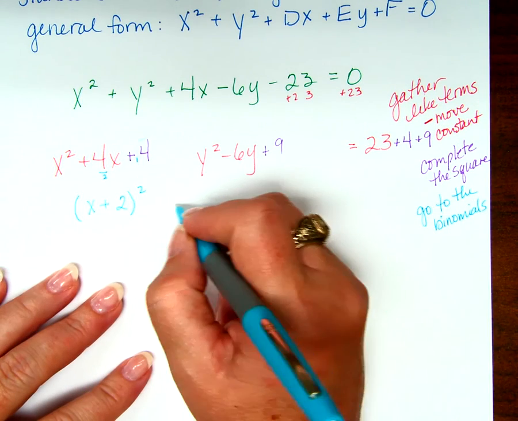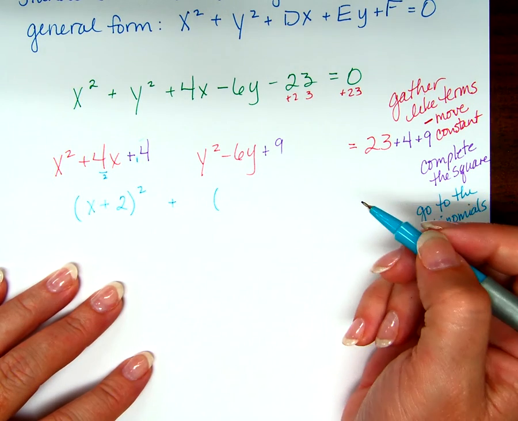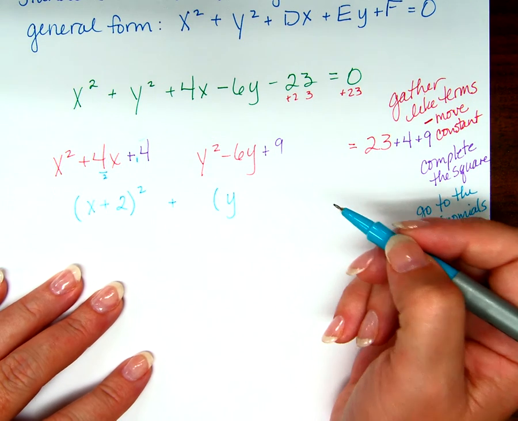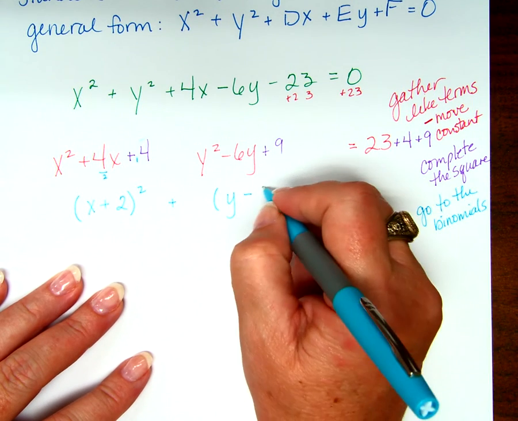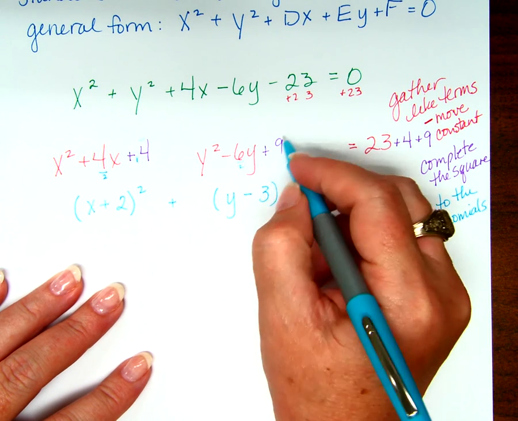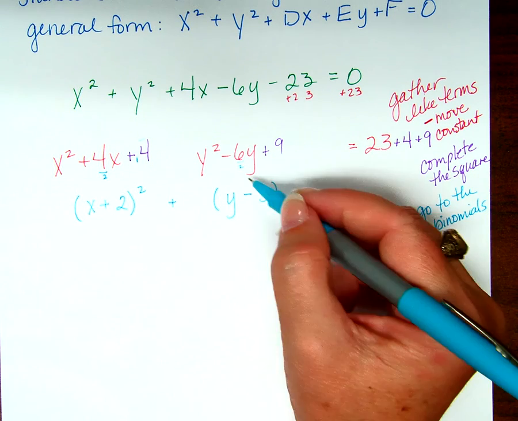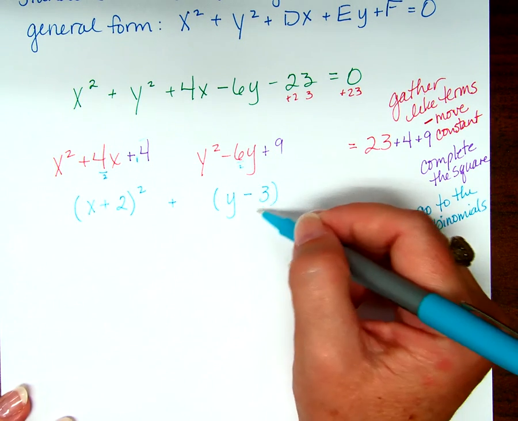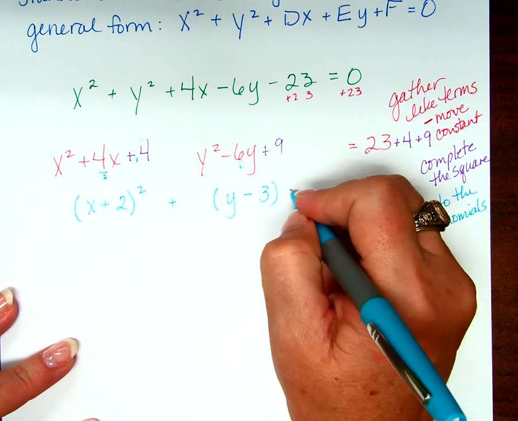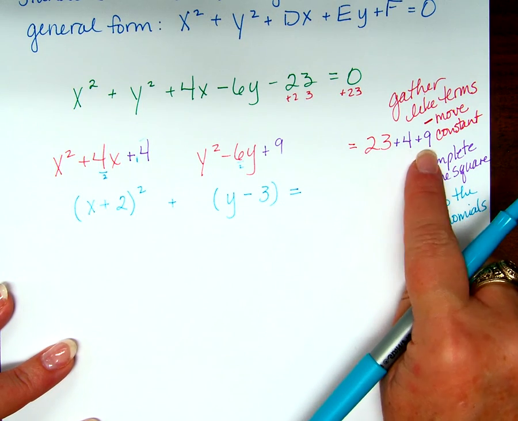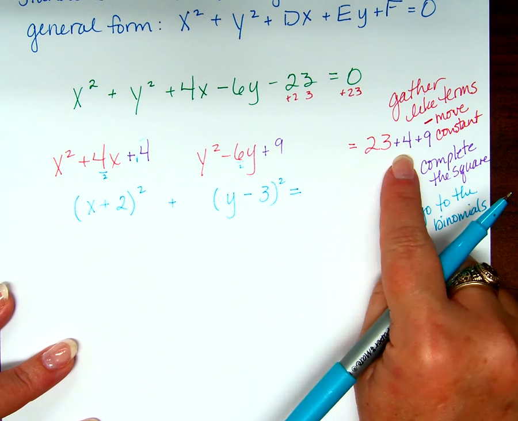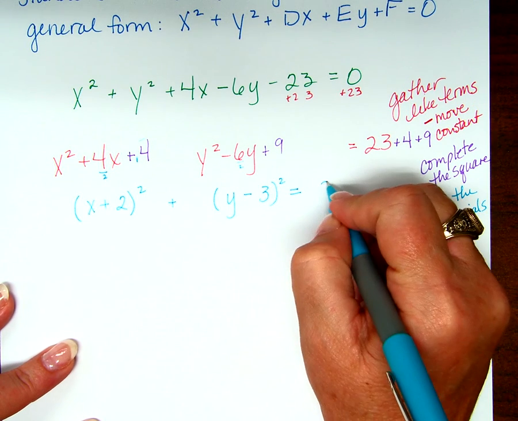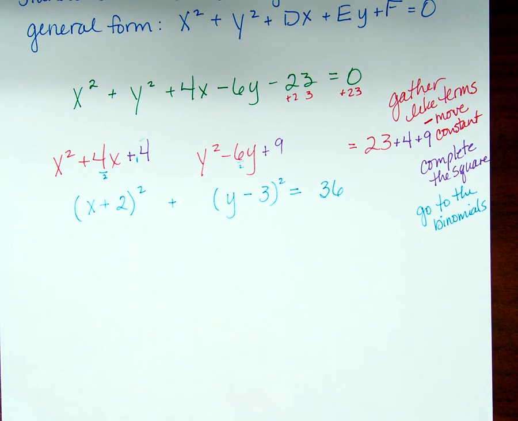So now go to the binomial here. y minus 3. So I either divide this by 2 or I take the square root of that, right? This time, we got to keep the sign of that middle number, don't we? Equals what? 23 plus 4 plus 9? 36. We're done.